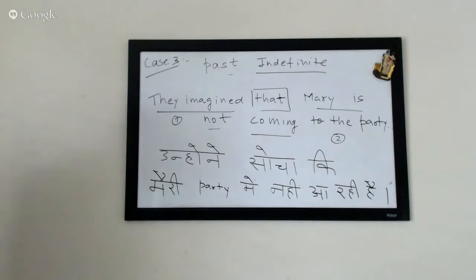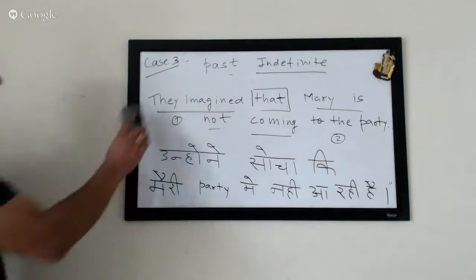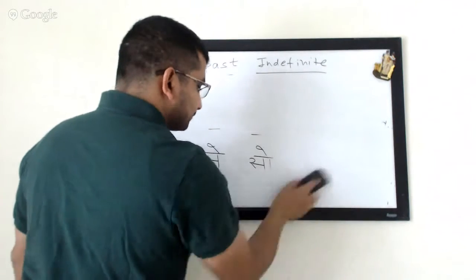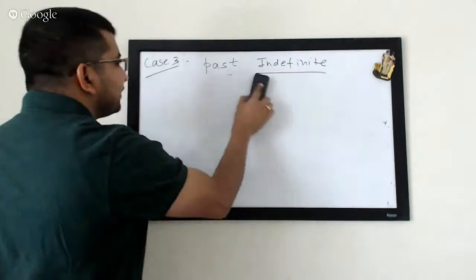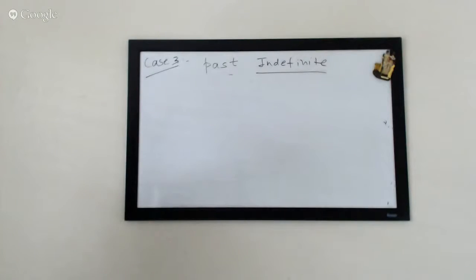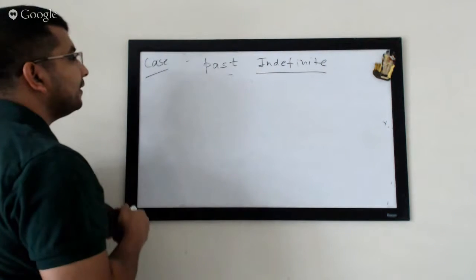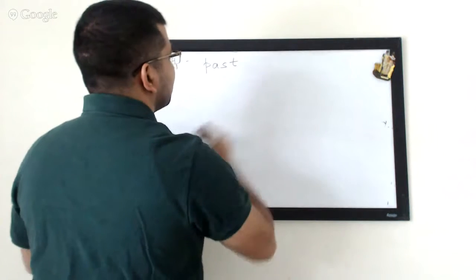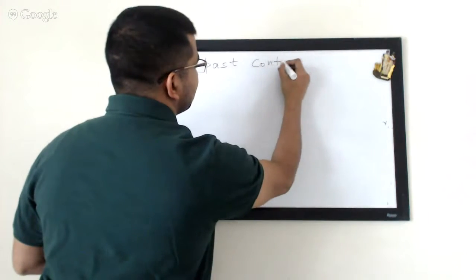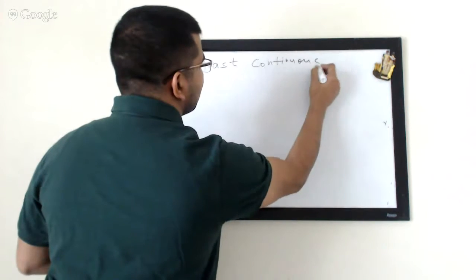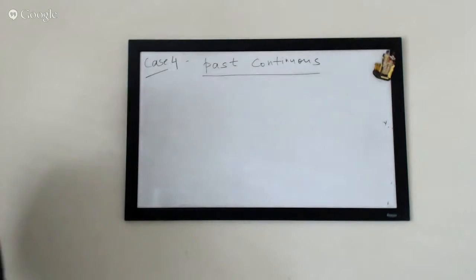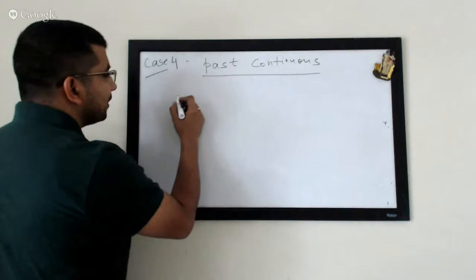So I hope that is helpful. Now we can jump to the next part of it, which is case 4. Case 4 will be very straightforward for you. It's not very complicated. So case 4 is past continuous. And it's simple, right? I mean, it's past.